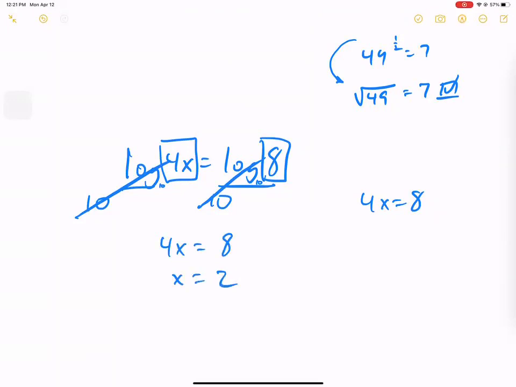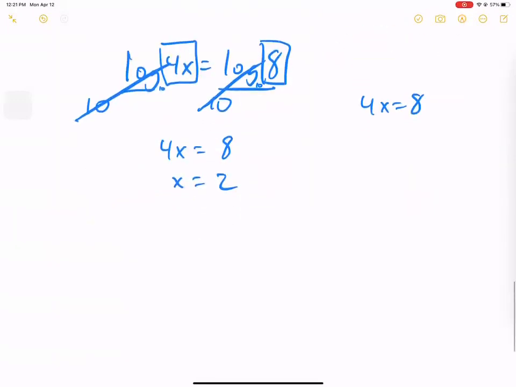So when you have logs on both sides of the equation, it's not really a hard problem, we just have to get rid of them. And whether you say, hey, since they're both logs, the insides have to be equal to each other, or we use algebra and you use the base on both sides, both would work. So here's another one that's not as obvious.